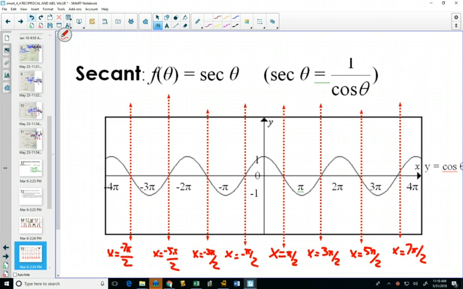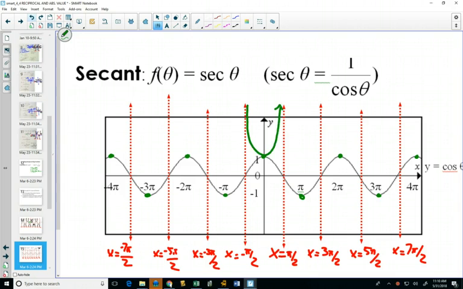With the secant graph, we also don't have a horizontal asymptote. Nice points. You'd have 0, 1, 2 pi, 1, negative 2 pi, 1, negative 4 pi, 1, negative 3 pi, negative 1, negative pi, negative 1, pi, negative 1.